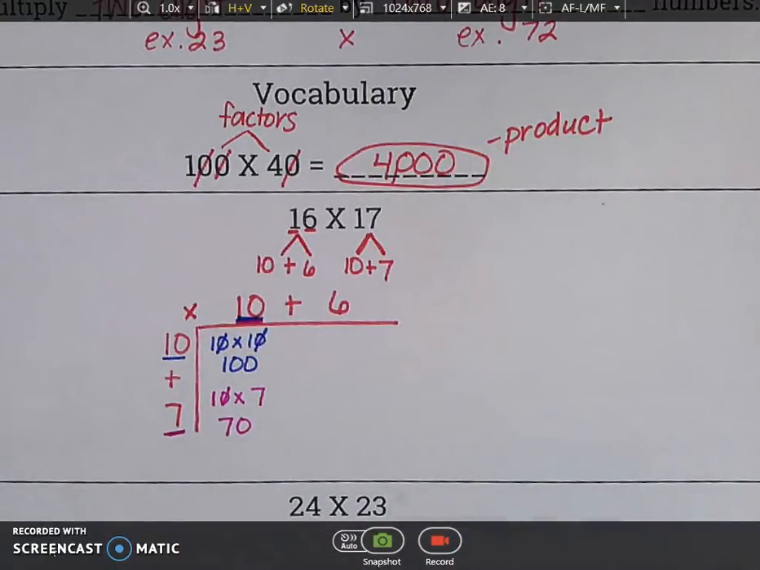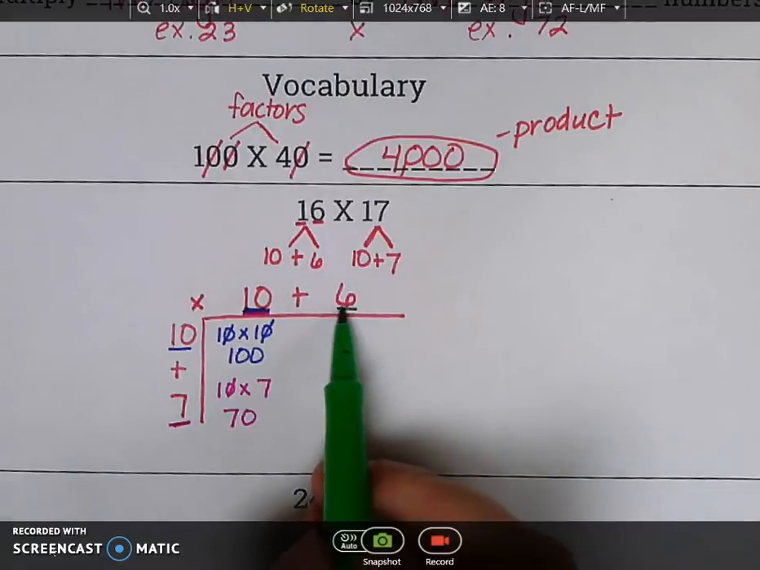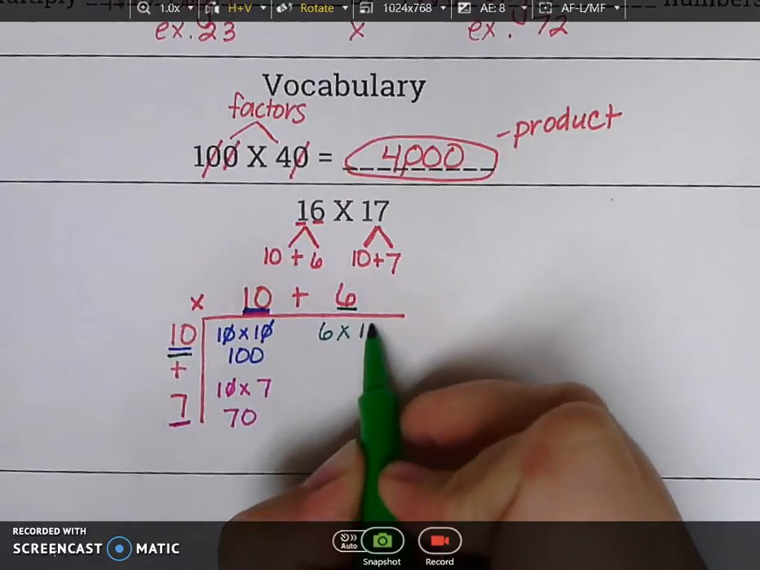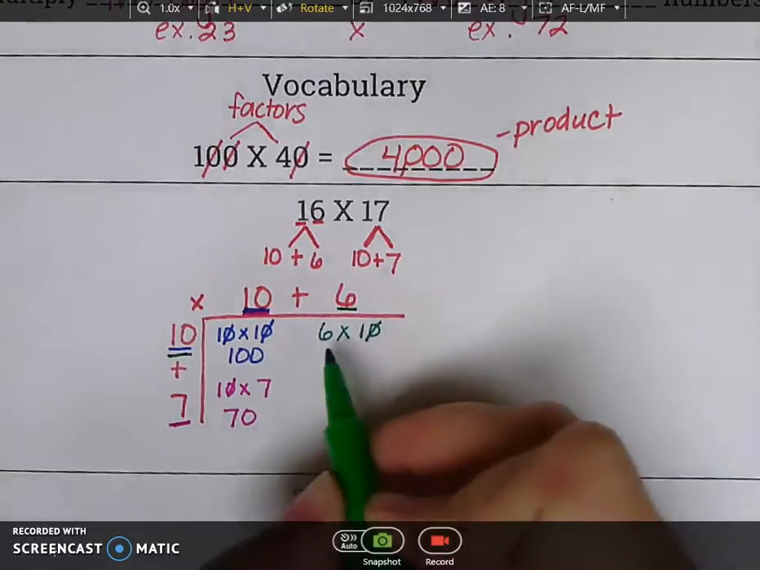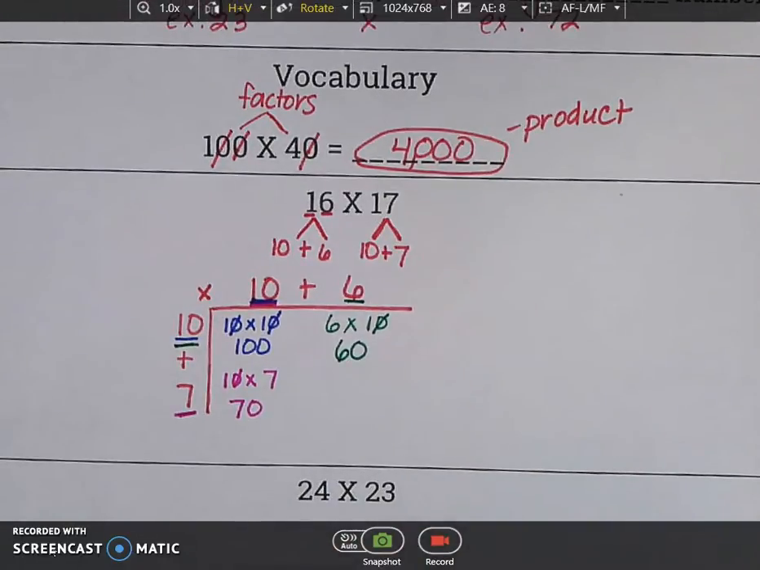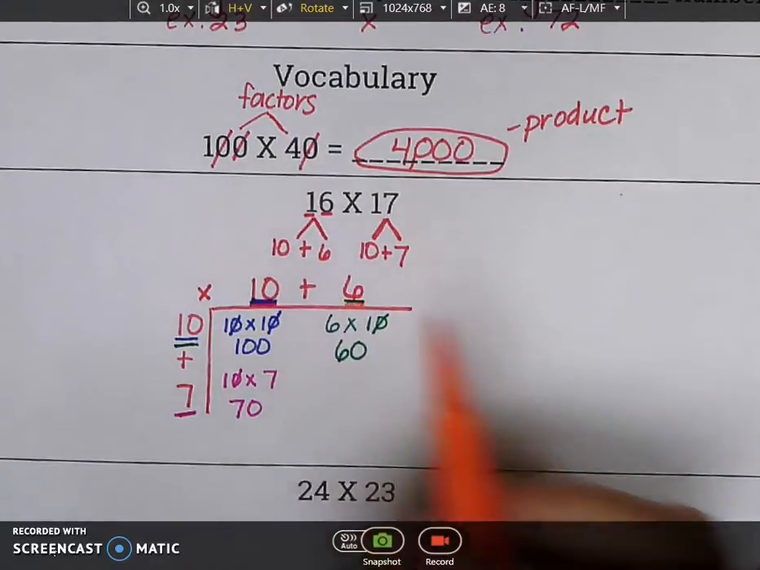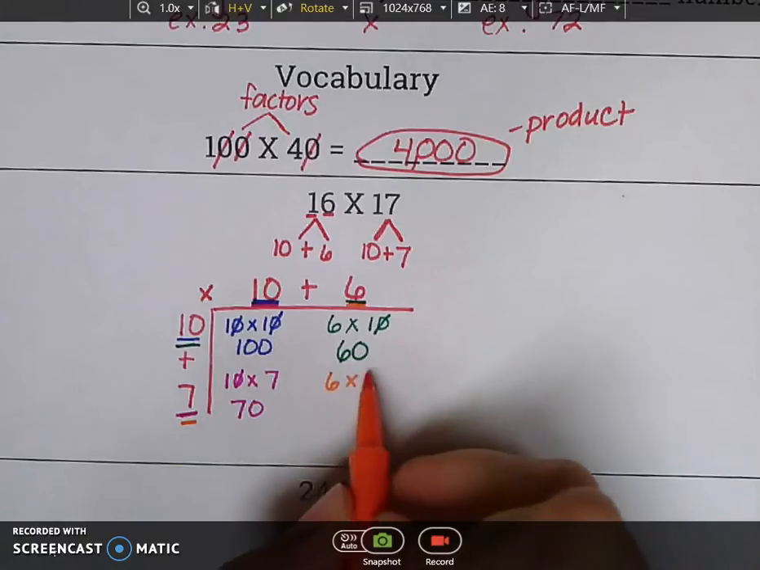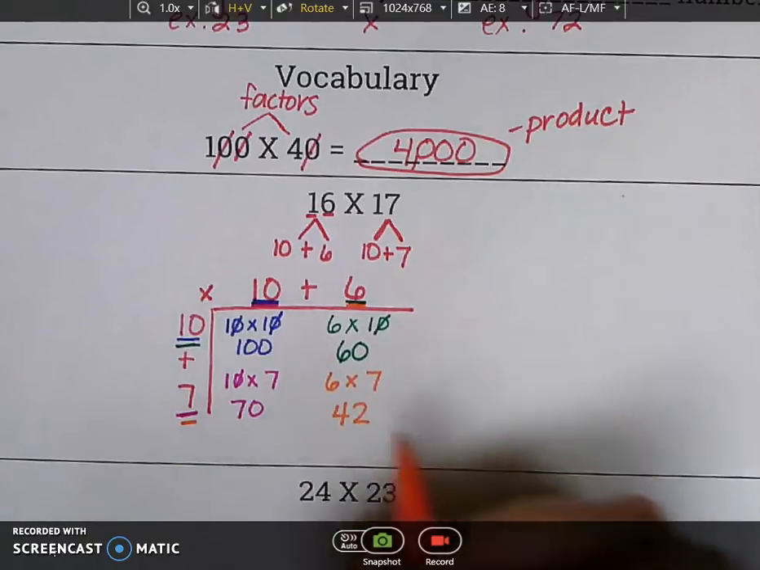So now I need to multiply this 6 by both of these. So 6 times 10, cross off that 0, 6 times 1 is 6, add that 0 back on, 60. And then lastly, I've got to multiply this 6 by this 7. So 6 times 7 is 42.